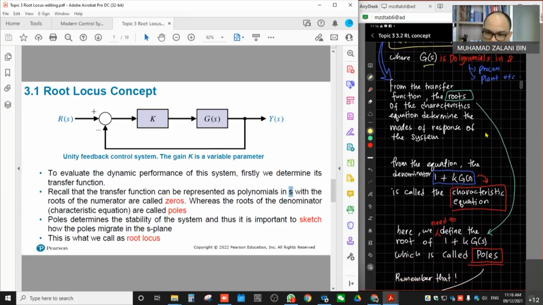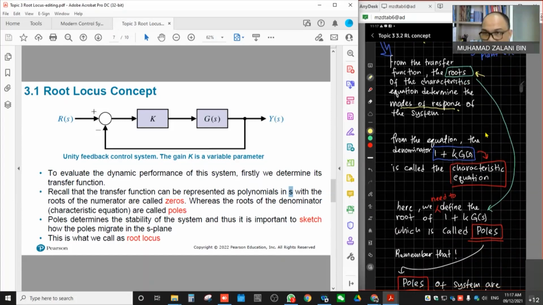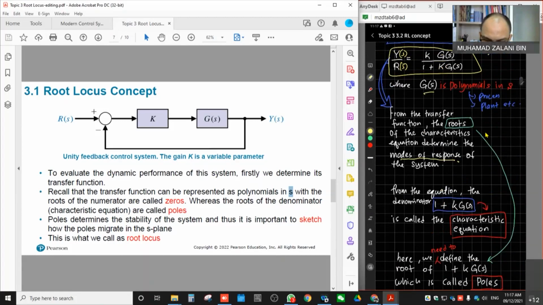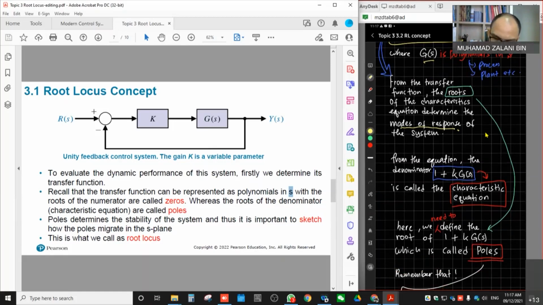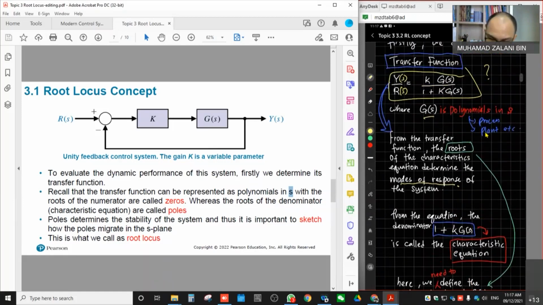From the transfer function, the roots of the characteristic equation determine the modes of response of the system. According to the textbook, the modes of response of the system. So the root is important here. In the transfer function, what determines the characteristic, the stability, the modes of performance of the system? It is the roots of the characteristic equation, not the roots of the zeros, not the roots of the numerator. It is the roots of the denominator, or characteristic equation.